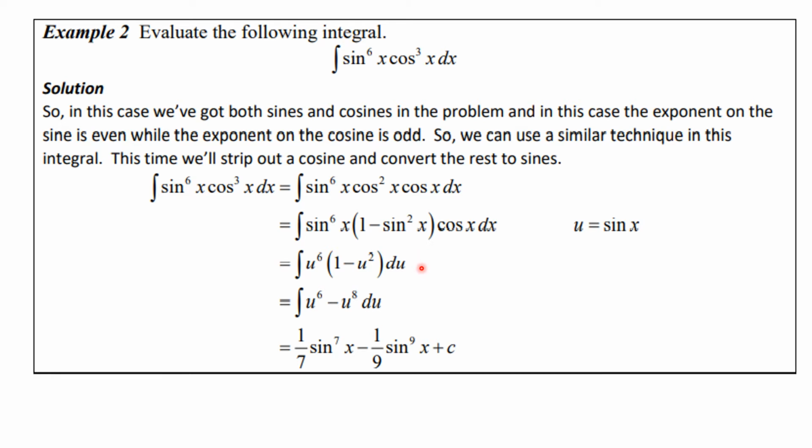So this is going to be the indefinite integral of u to the 6th times 1 minus u squared. We distribute, we integrate, adding 1 to the exponents, dividing by the new exponents, and then I reverse my substitution to get this as the answer: 1 over 7 sine to the 7th x minus 1 over 9 sine to the 9th x plus c.